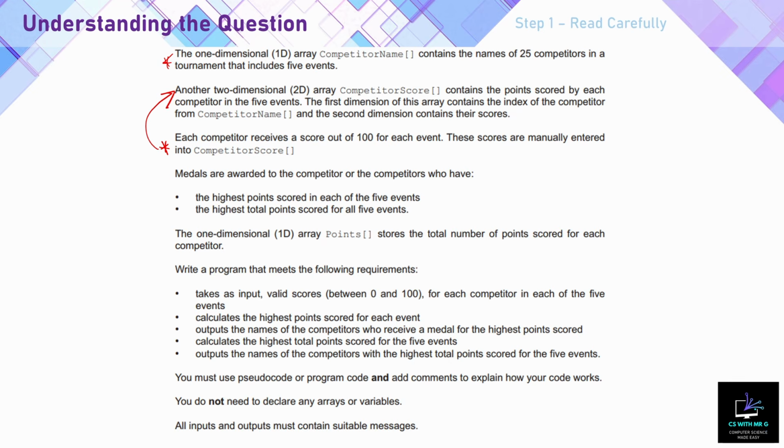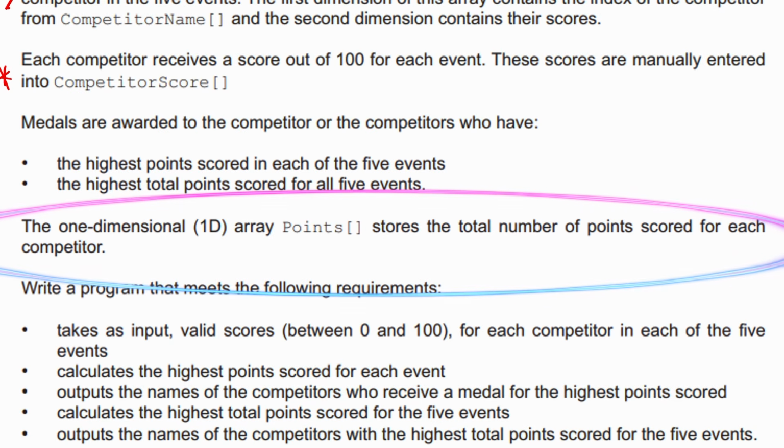The highest total points scored for all 5 events. Again, you need to think, the highest total points, I need to keep a sum of the 5 events that have taken place. So again, keeping a sum is a standard algorithm covered in unit 7 and is fairly simple to do. Moving on, we have another 1D array called points, and this stores the total number of points scored for each competitor.